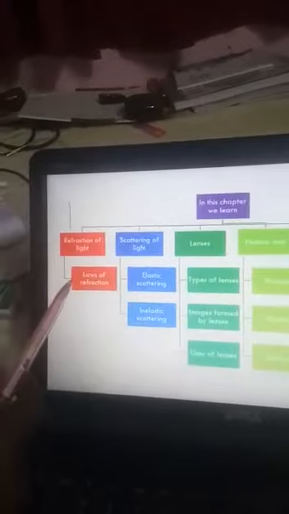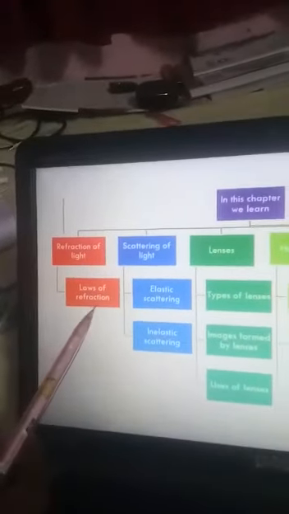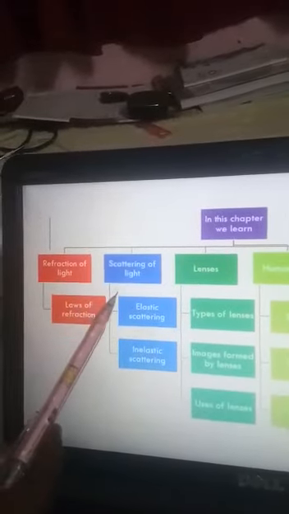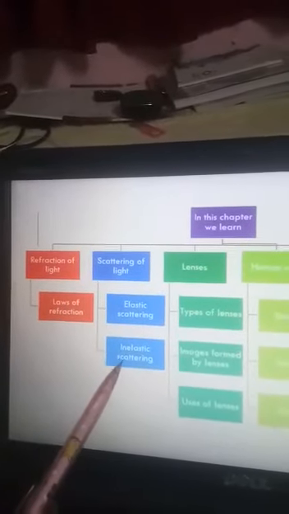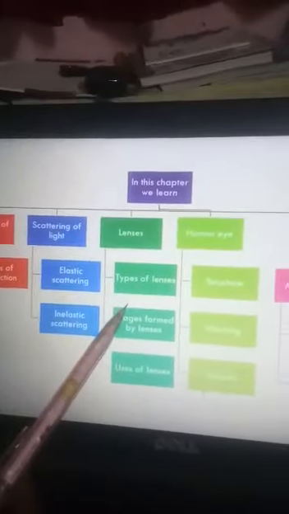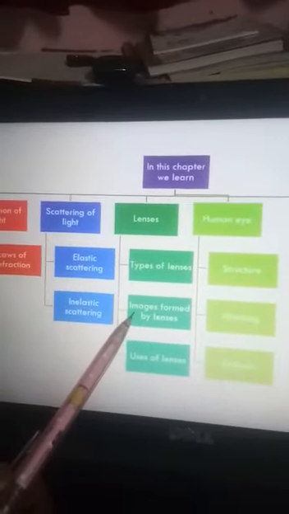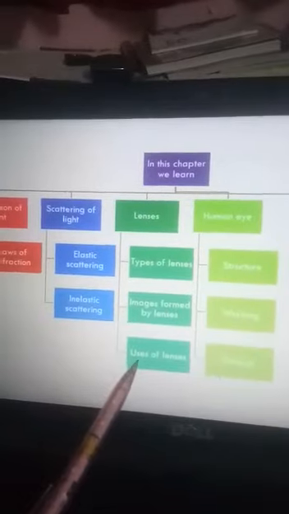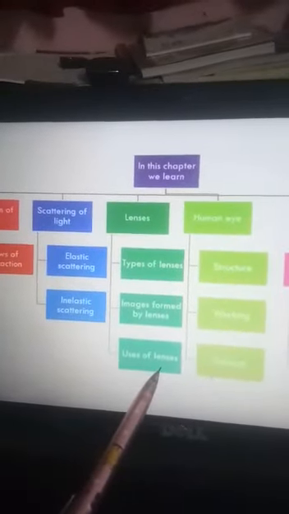What we are going to learn in this chapter. First we talk about reflection of light, under which we will talk about the laws of reflection. Then we will talk about the scattering of light, under which we will talk about elastic and inelastic scattering. Then we will talk what is a lens, what are the types of lenses. Then we will go behind the ray diagram to find the images formed by lenses, and we will talk about the uses of lenses separately one by one.